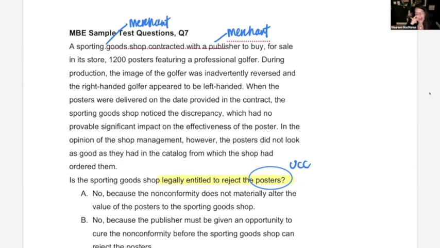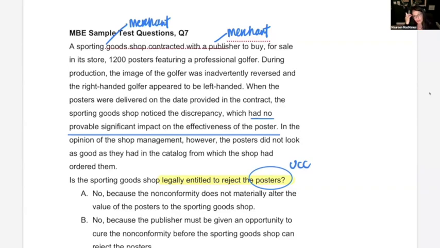Right. So I'm thinking, okay, well, how can you reject when it's goods? And you're subject to the perfect tender rule, right? So perfect tender, and if the image is reversed, then it's not perfect tender. When the posters were delivered on the date provided in the contract, the sporting goods shop noticed a discrepancy which had no provable significant impact on the effectiveness of the poster. Does that matter? A lot of people, this is your big distractor fact. That's your big distractor. And it doesn't matter because this is UCC perfect tender.